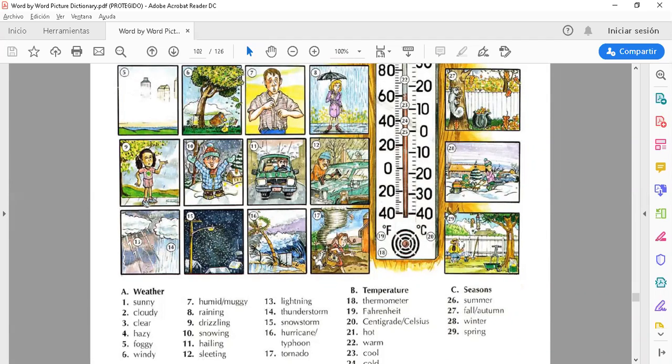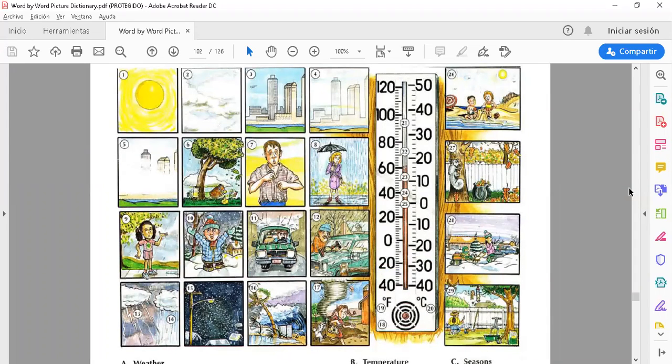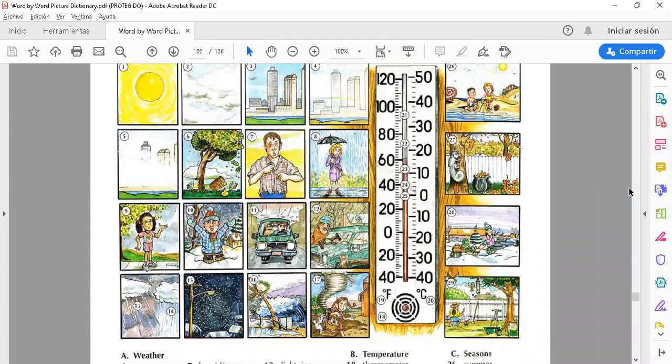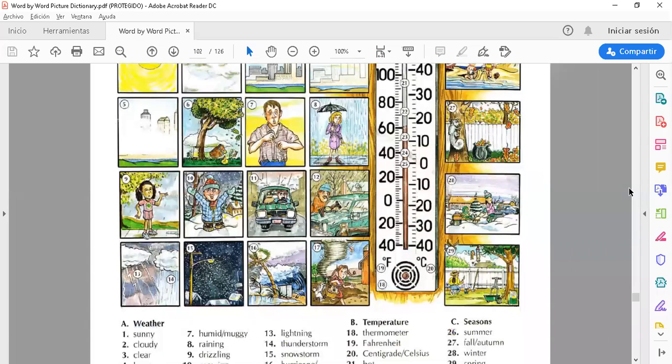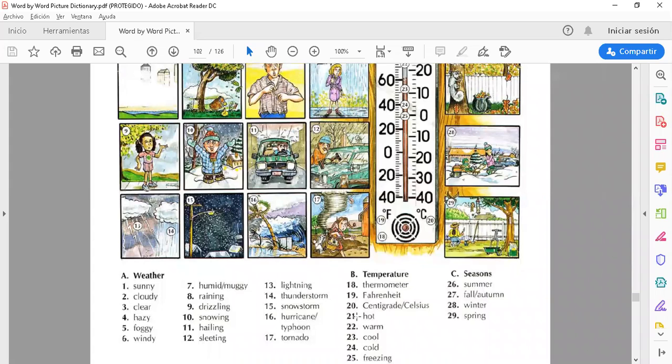In the meantime, while you do that, let's go ahead and continue because we have more vocabulary. Say with me, please. Thermometer. Repeat it after me. Thermometer. Good. So how do you say thermometer? Very good. Now, next one. Fahrenheit. Centigrade or Celsius? Fahrenheit, centígrados y grados Celsius. Es la manera de medirlo. All right? Now, let's go ahead and continue.